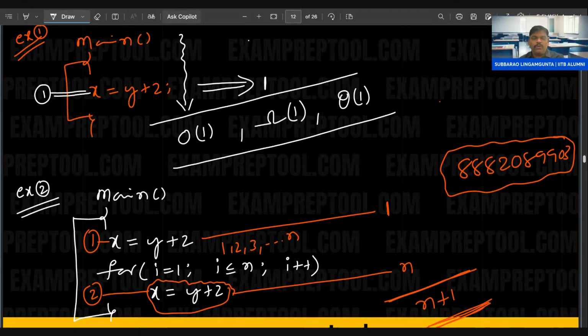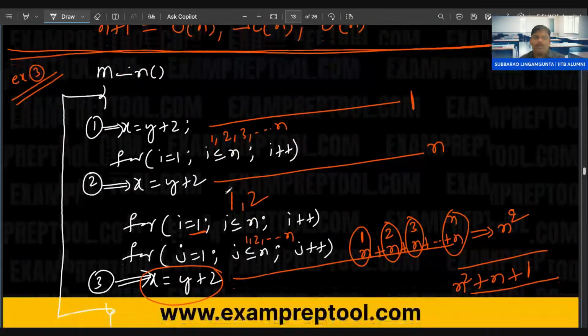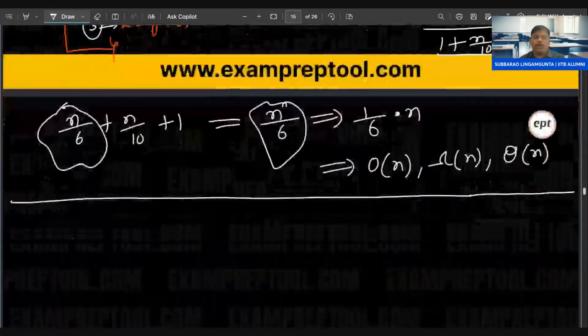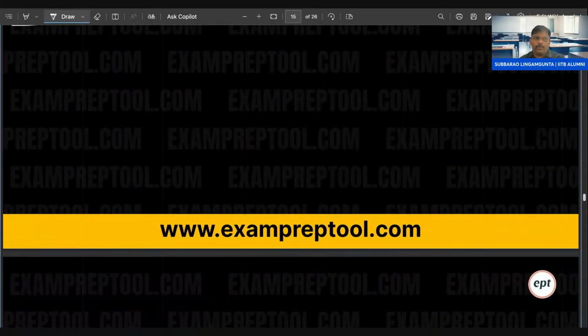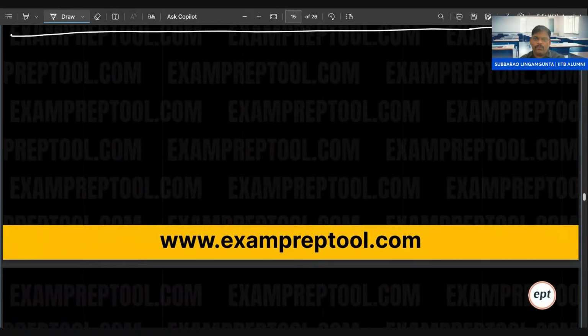Yeah, let's move to the next problem. 4 problems done, hope no one has any doubt. Let's go to the 5th problem. Example 5. This is going to be a very interesting problem. Check here. Main.